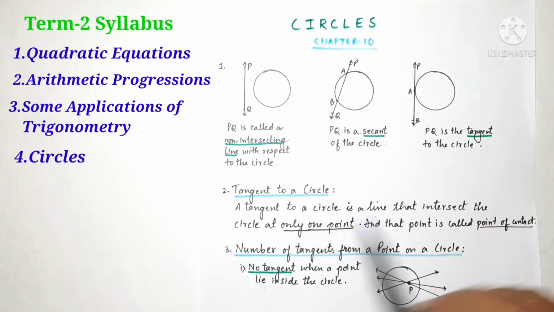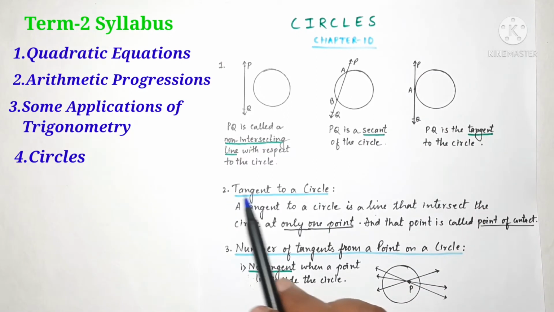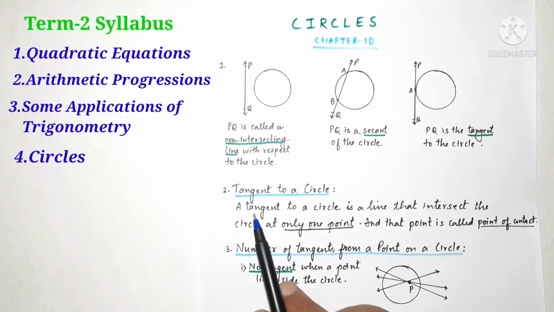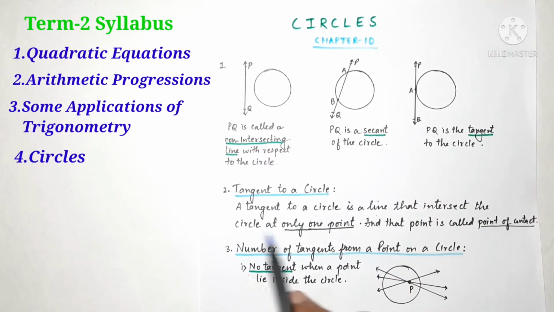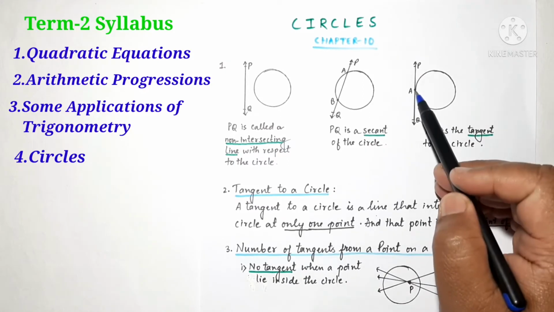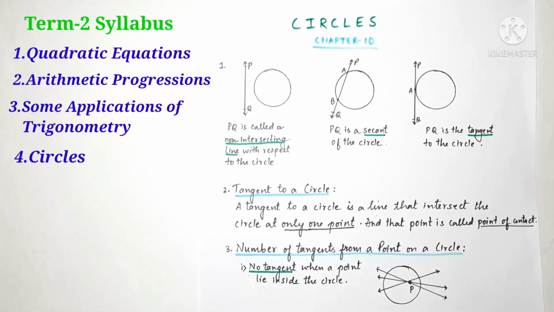So the name of this line is tangent. Next, you have to know what a tangent to a circle is. A tangent to a circle is a line that intersects the circle at only one point. And that point is called the point of contact.